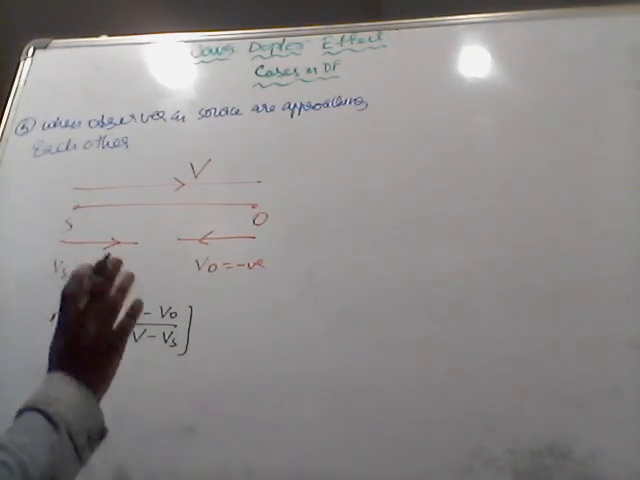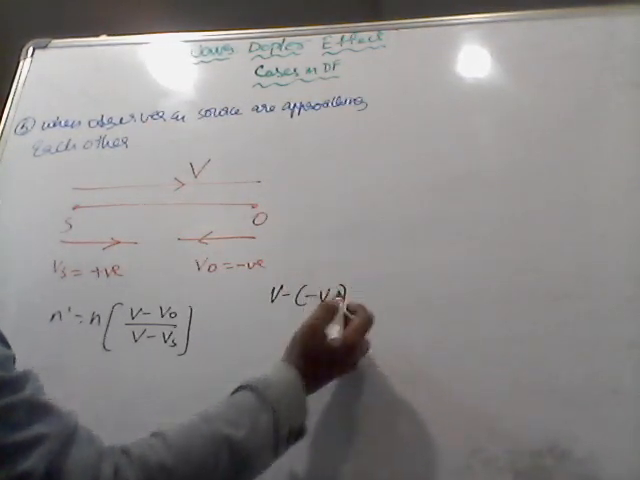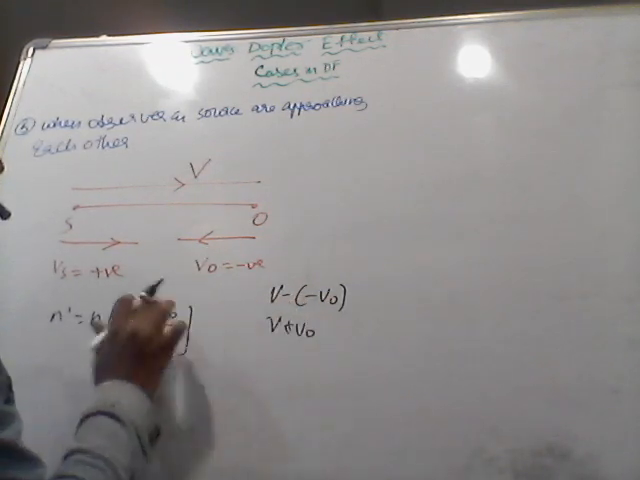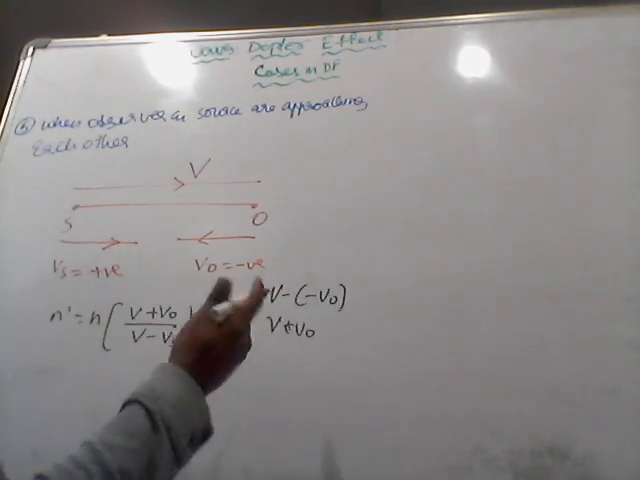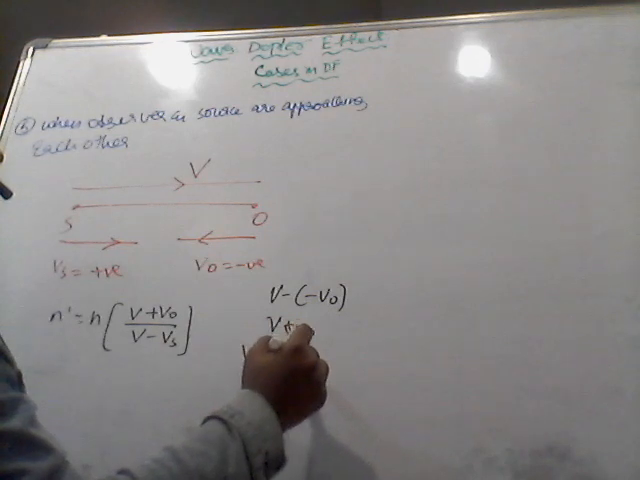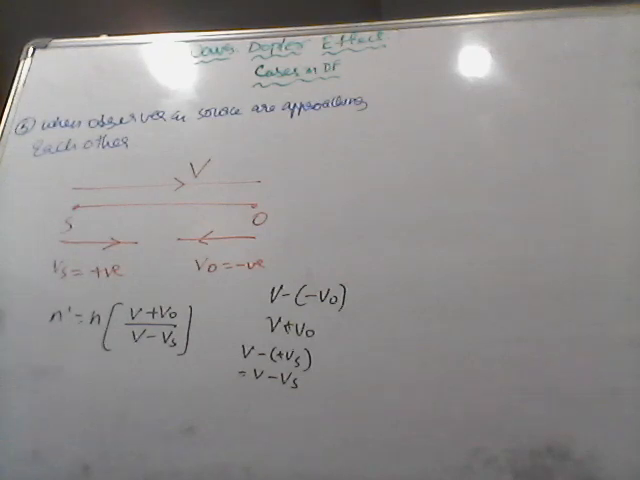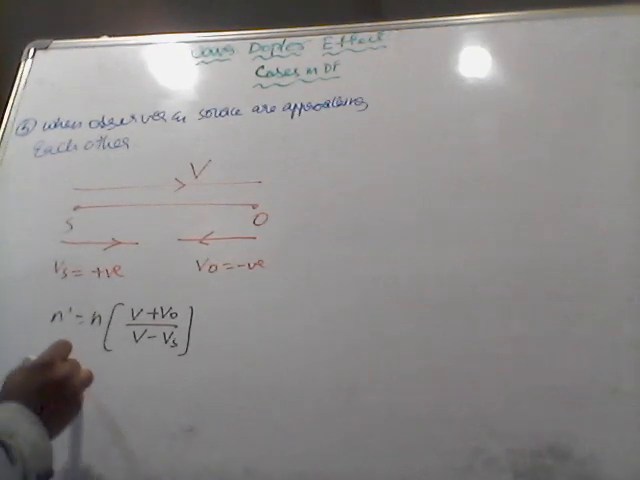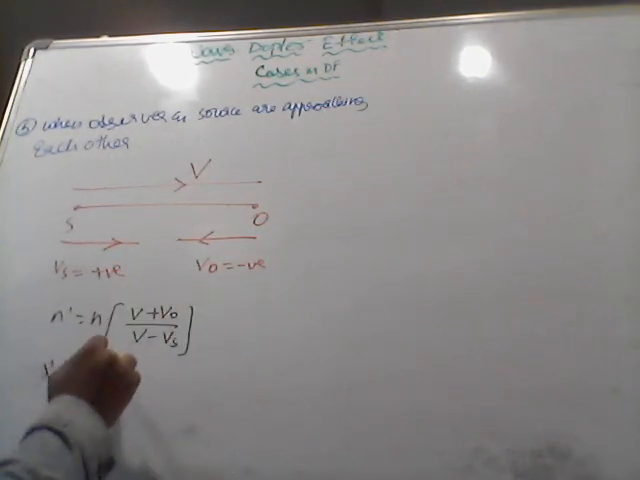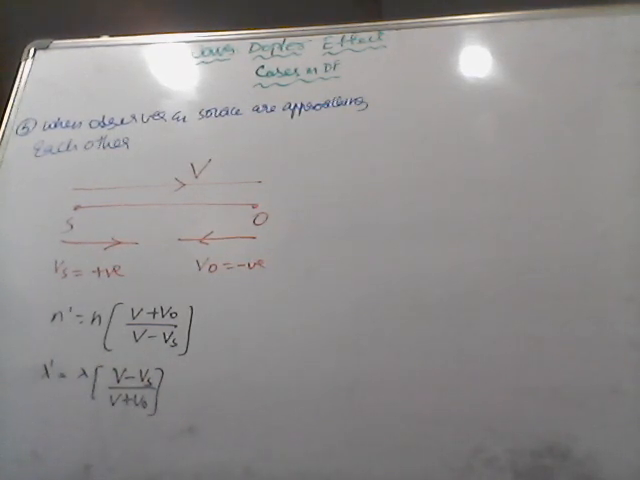Now let me manipulate here only. Vo is negative. Means can I say V minus of minus Vo, which will become V plus Vo, correct? So this will be turned into plus, V plus Vo, and here it remains minus only. Why? V minus of plus Vs, which means V minus Vs. V minus Vs only. Okay. There is no change seen in the denominator. Now coming to lambda dash. Lambda dash is nothing but lambda into, this goes upside, (V minus Vs) by (V plus Vo). That's it. Simple. Okay. Coming to case 6.